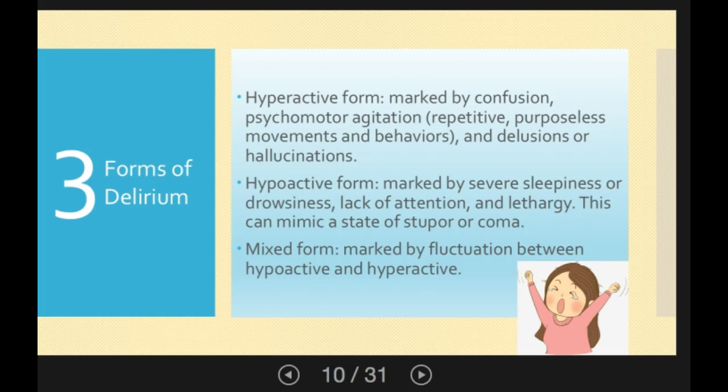Examples of a patient suffering from hyperactive form would be one who is pulling out their intravenous catheter lines, trying to climb out of bed repeatedly. They are usually combative, restless, and agitated.